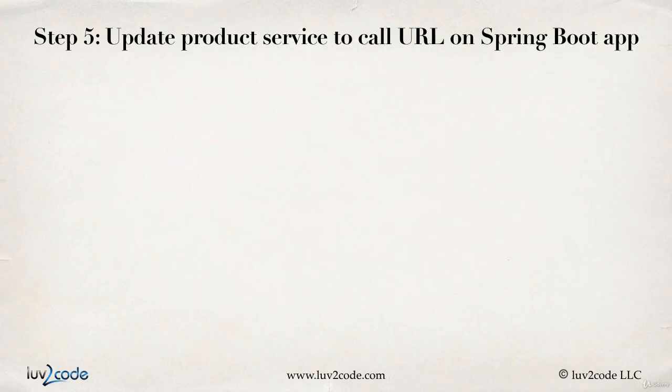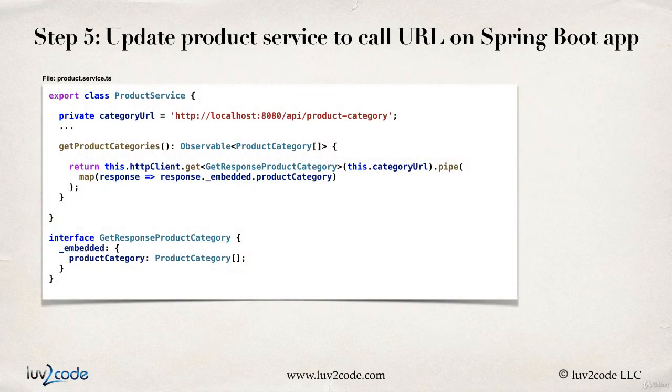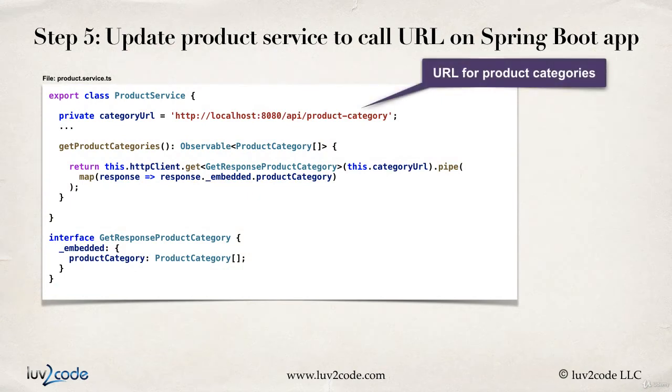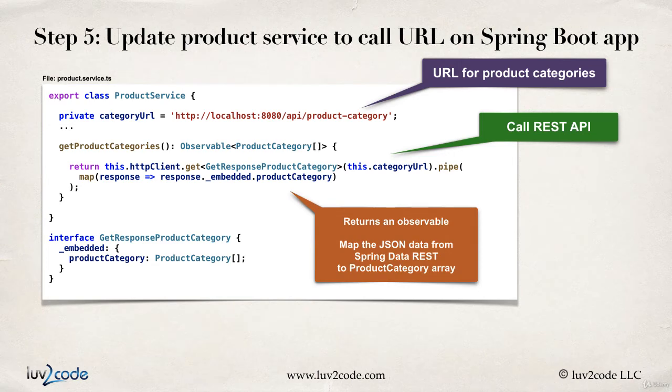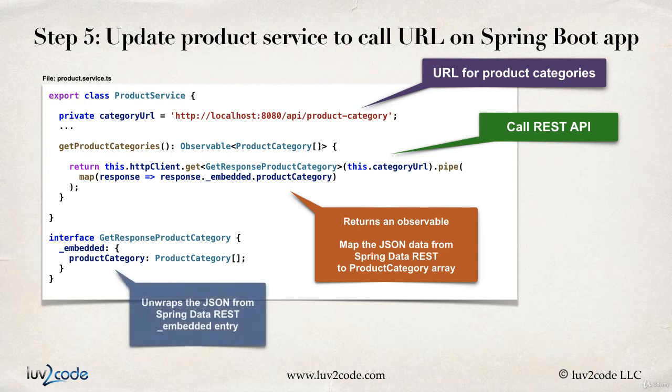Now we need to update our product service to call the URL on the Spring Boot application. So up top, we have the category URL for that REST API. And then I call that given REST API using get this.category URL. Remember, this returns an observable. So we simply map the JSON data from Spring Data REST to our product category array. And then finally, here we make use of our interface, get response product category. We unwrap the JSON from the Spring Data REST _embedded entry.